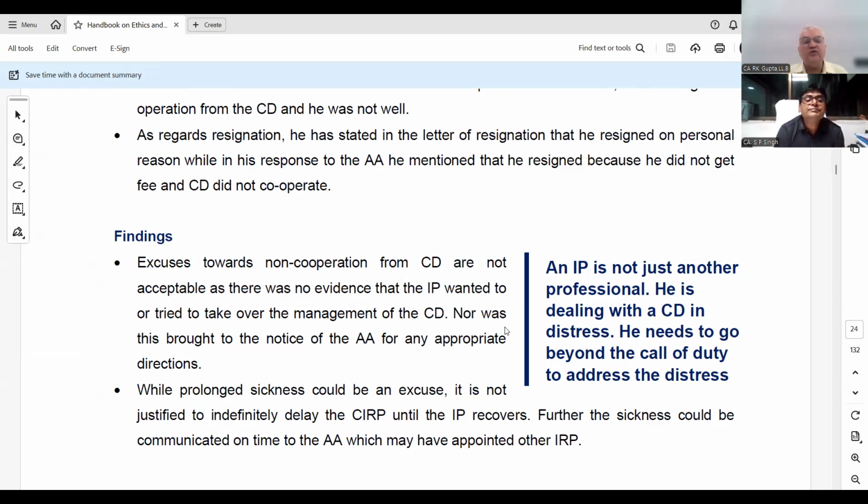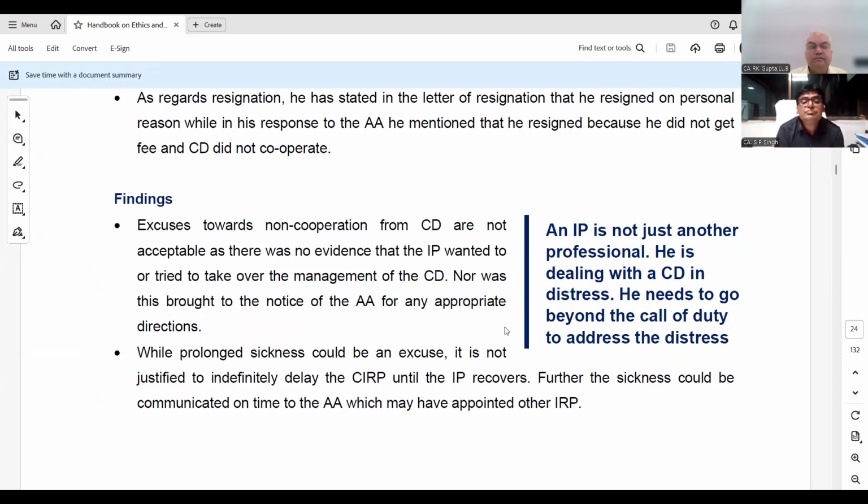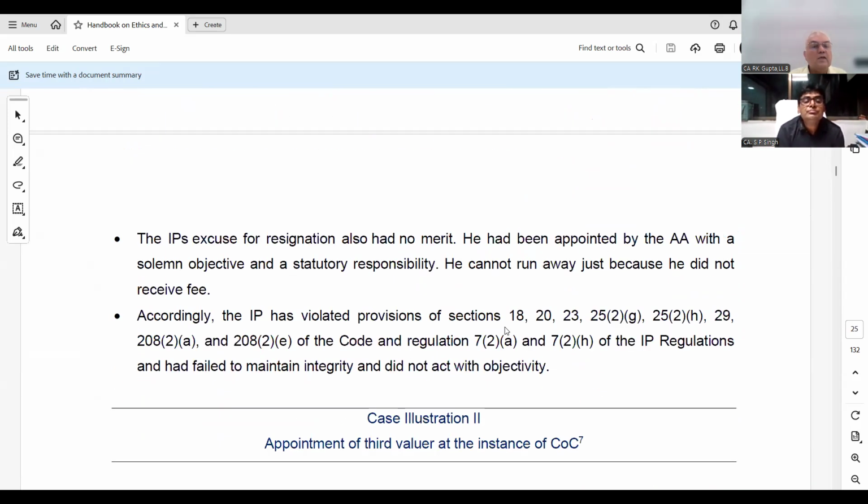While prolonged sickness could be an excuse, it is not justified to indefinitely delay the CIRP until the IP recovers. Further, the sickness could be communicated on time to the AA, which may have appointed another IRP. The IP's excuse for resignation also had no merit. He had been appointed by the AA with the solemn objective and a statutory responsibility. He cannot run away just because he did not receive the fees. Accordingly, the IP was found violating these sections.